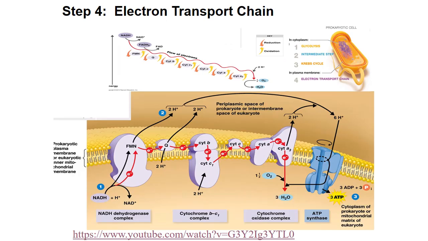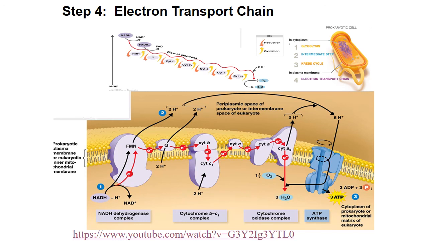So here we are at the last step, the electron transport chain. This is the same image or picture that you have on page 113. This has just been enlarged so you can see it a little bit better. So before we do anything else, let's get our bearings of where we are. Here we are inside a cell. This is a prokaryotic cell, and we are initially in the cytoplasm. And it does say down here, cytoplasm of prokaryote or mitochondrial matrix of eukaryote, but we're going to focus on prokaryotes.